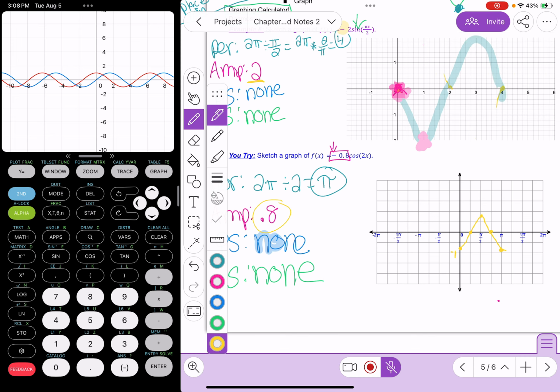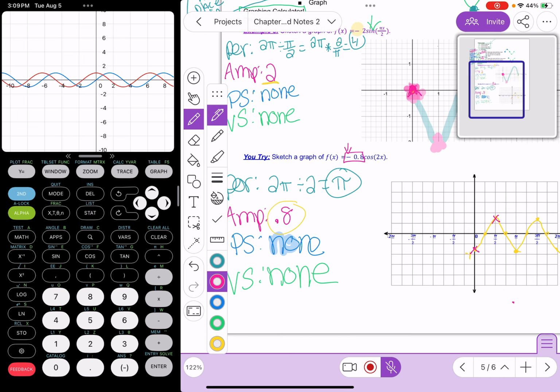I could repeat it again if I wanted to. There would be another period. The points I would graph would be the min and the max, like the first and the second. And then the computer would graph them.